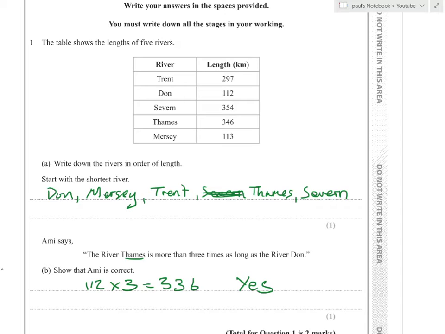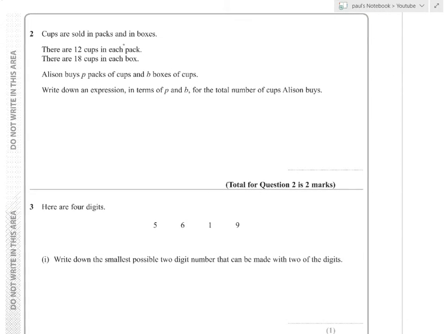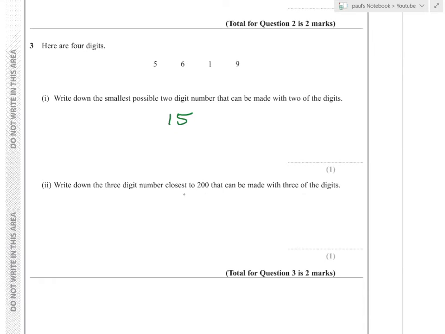Now, let's go to the next one. Cups are sold in packs and boxes. 12 cups in a pack, 18 cups in a box. Buys P packs and B boxes. So you can have 12 times P plus 18 times B. Here are 4 digits. The smallest possible 2-digit number. Got to begin with 1 and end with a 5. Write down 3-digit number closest to 200. 196.